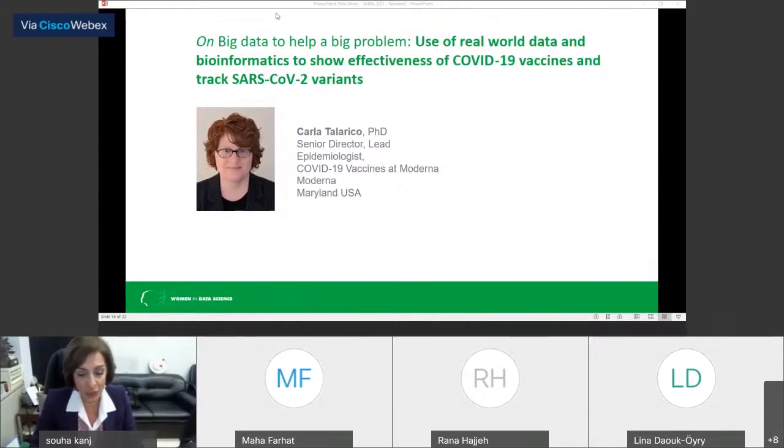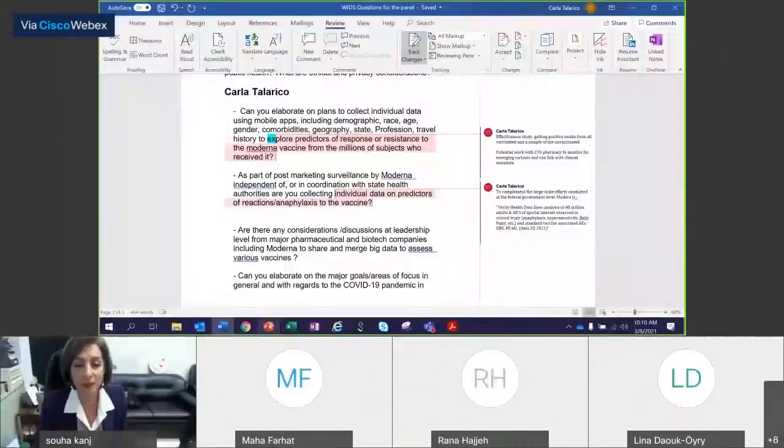Before joining Moderna, she worked initially at the US CDC, where she served as a subject matter lead in microbiology and molecular biology. And after that, she worked in GSK, where she was heavily involved in the development of studies for pneumococcal vaccines and the varicella-zoster Shingrix vaccine. So Dr. Carla is going to talk to us on big data to help a big problem: use of real-world data and bioinformatics to show effectiveness of COVID-19 vaccines and track SARS-CoV-2 variants. Carla, the microphone is yours.